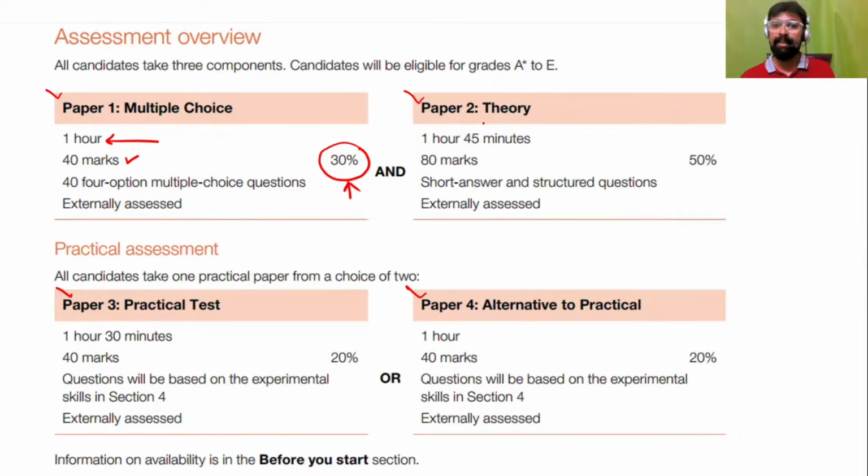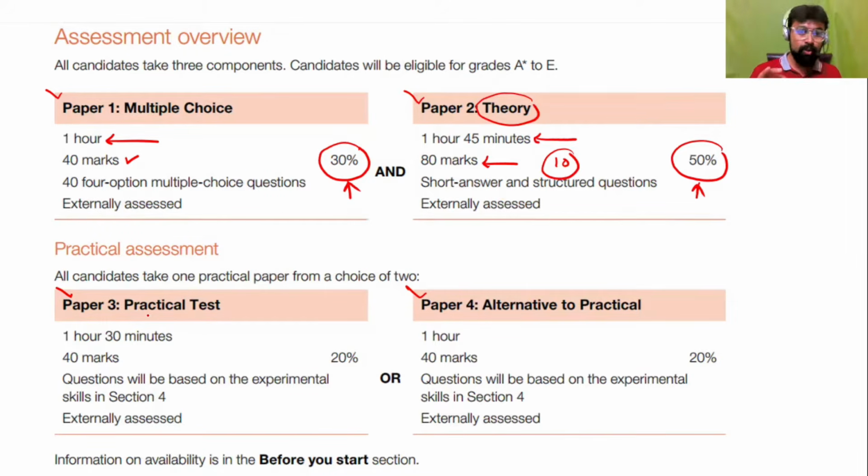In the same way, paper 2 is called the theory paper. The time for this exam is 1 hour 45 minutes, and the total marks are 80. There are 10 structured questions, and there is no option, there is no choice. You have to attempt all of the 10 questions, and it has a 50% weightage of the whole exam.